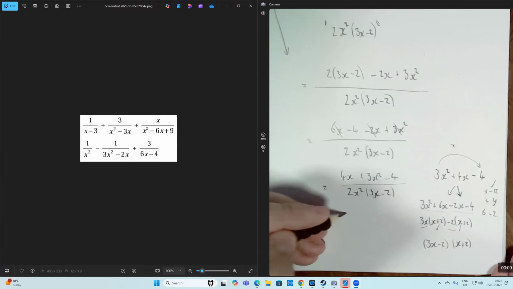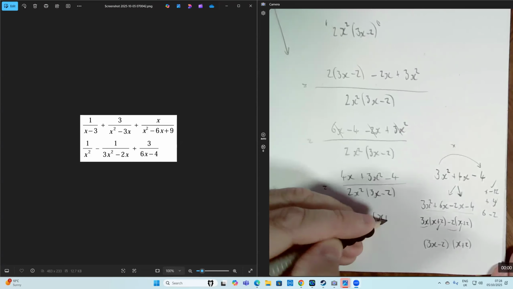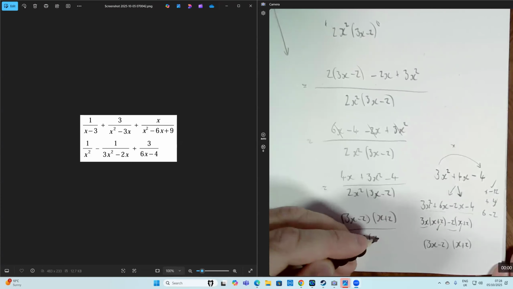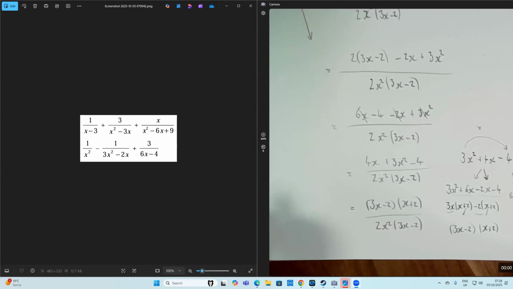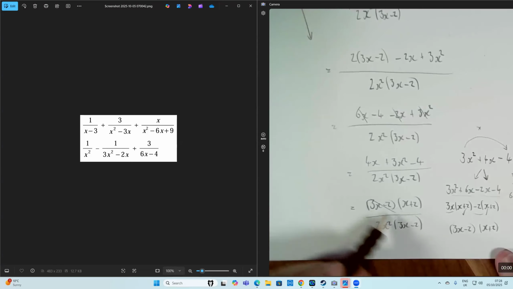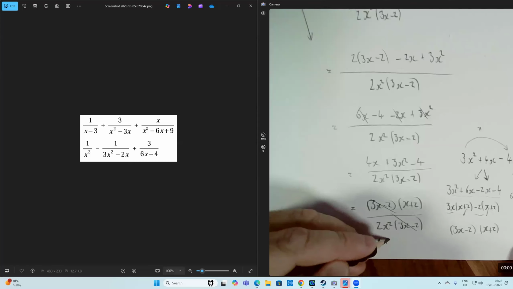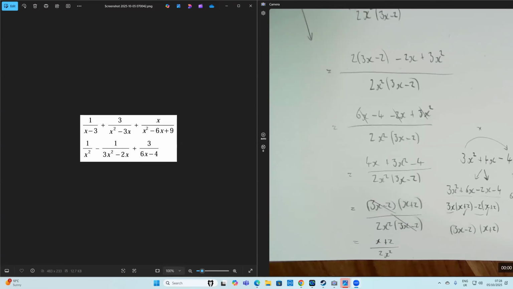So our numerator has factorized into 3x minus 2 times by x add 2, all over 2x squared times by 3x minus 2. And we can see it was really worthwhile doing that, because now there is an additional factor that cancels, leaving us with our final answer of x plus 2 over 2x squared, which we cannot do any further simplification on, and therefore that is our final answer.